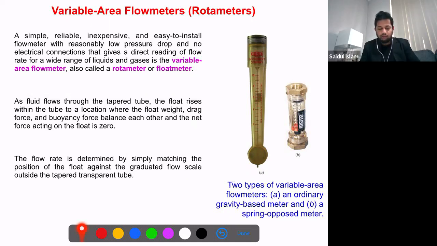And yeah, it has two systems. You see two types of variable area flow meter, sometimes the gravity-based and the spring-opposed meter. You can read about it if you really want to know more.